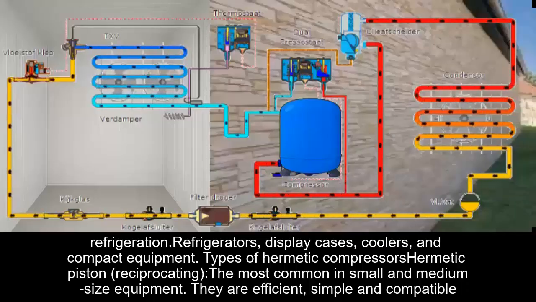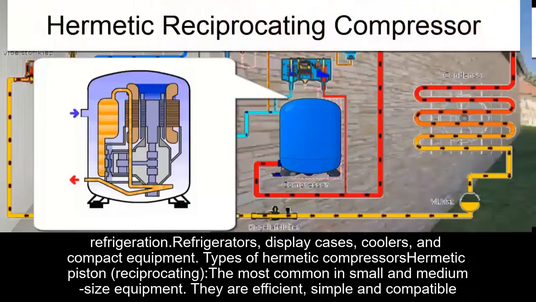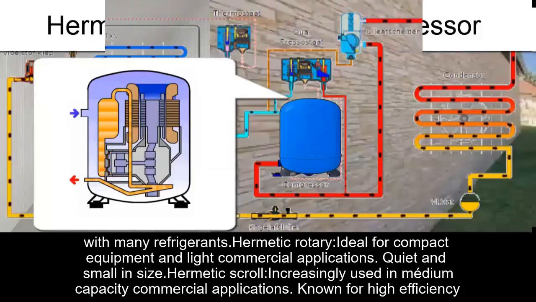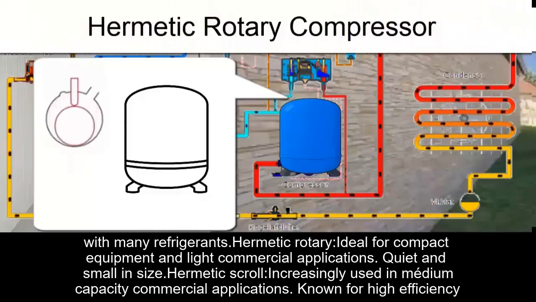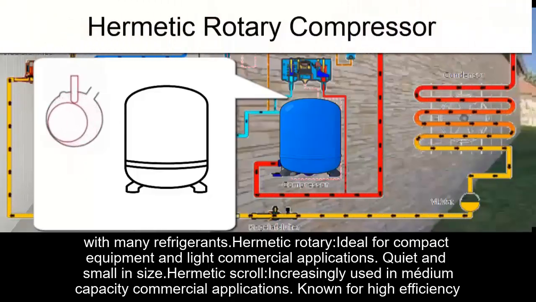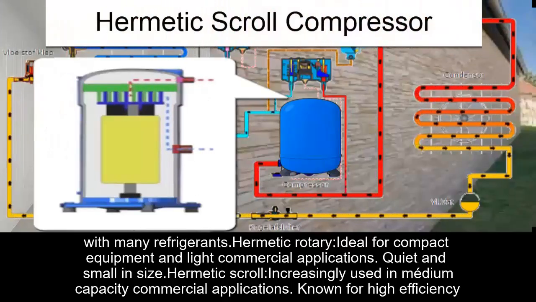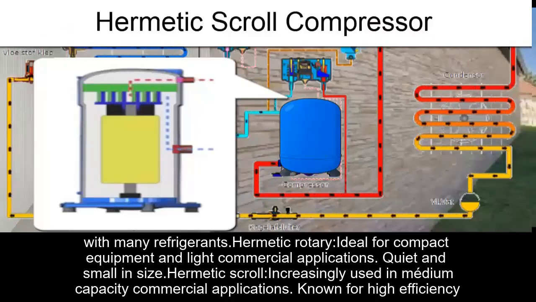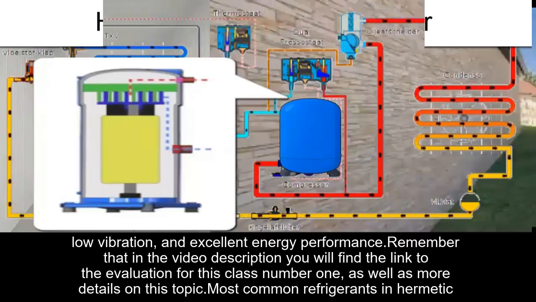Types of hermetic compressors: hermetic piston, reciprocating. The most common in small and medium-size equipment. They are efficient, simple, and compatible with many refrigerants. Hermetic rotary. Ideal for compact equipment and light commercial applications. Quiet and small in size. Hermetic scroll. Increasingly used in medium-capacity commercial applications. Known for high efficiency, low vibration, and excellent energy performance.